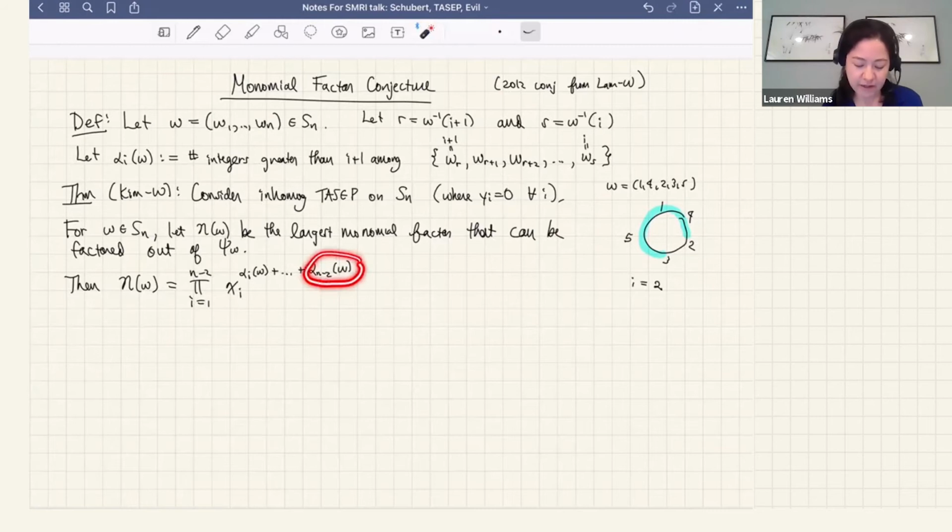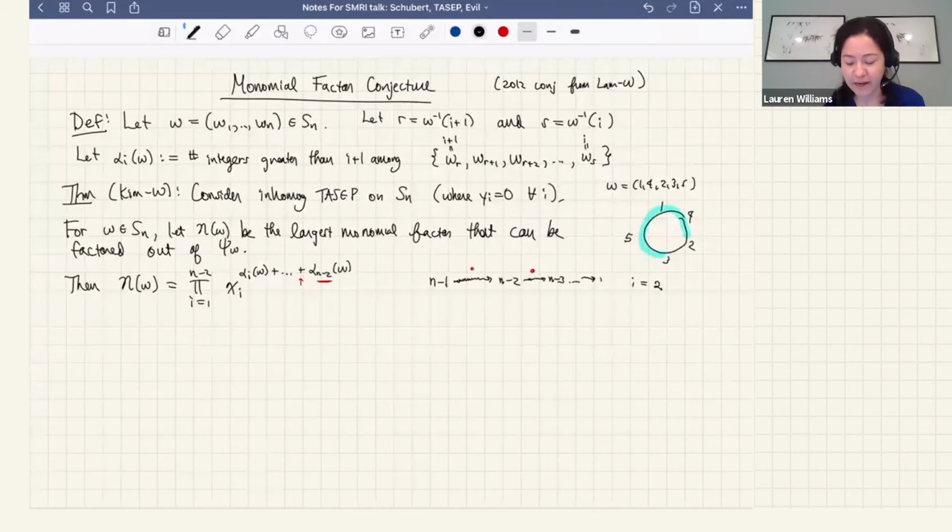if we think about alpha_{n-2} of W, we're going to be starting at the letter n minus 1 in the permutation, and we're going to read letters in order until we get to n minus 2, and we'll count the numbers that are bigger. That's this part. And then since we have an alpha_{n-3} of W, we're going to continue from n minus 2 and scan the letters until we get to n minus 3, count how many numbers are bigger than n minus 2, and we'll keep going until we get down to i. Okay, so this is the precise formula for the monomial factor.